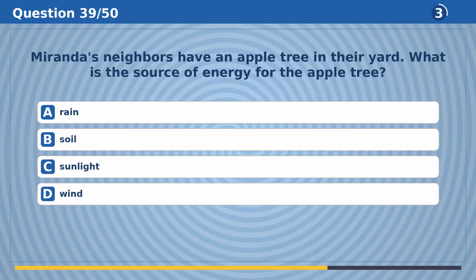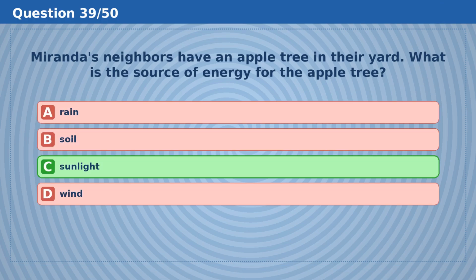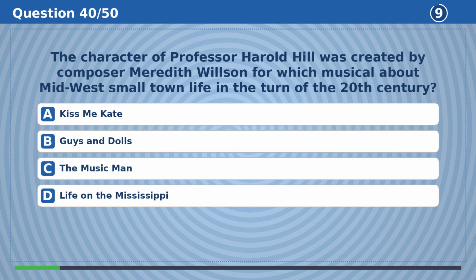Miranda's neighbors have an apple tree in their yard. What is the source of energy for the apple tree? The answer is C. Sunlight.